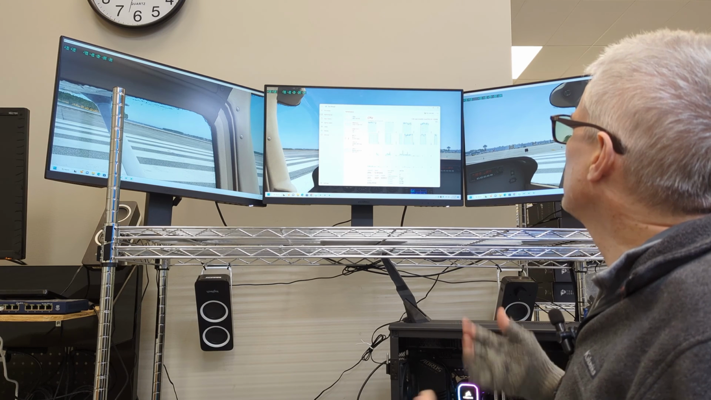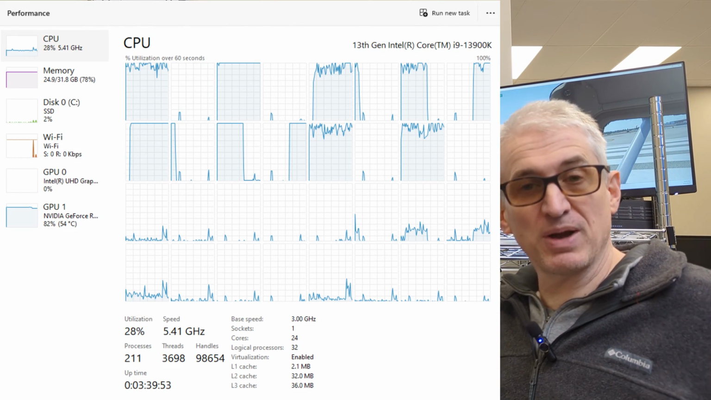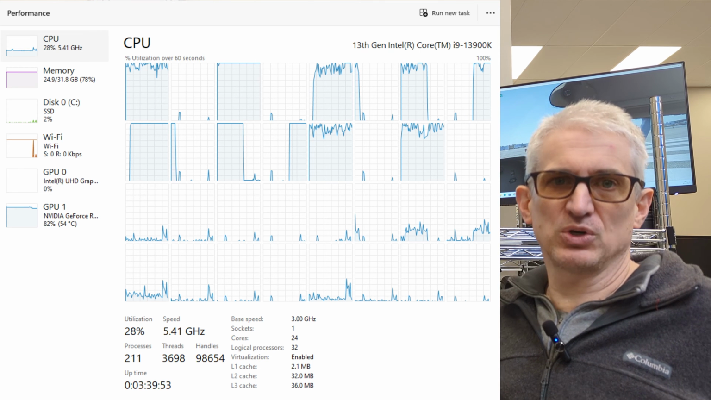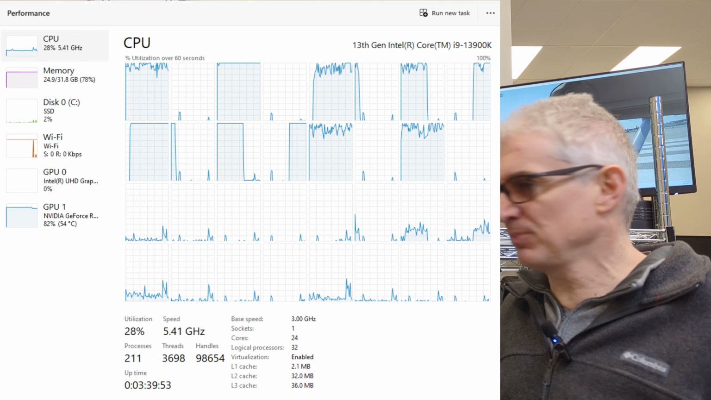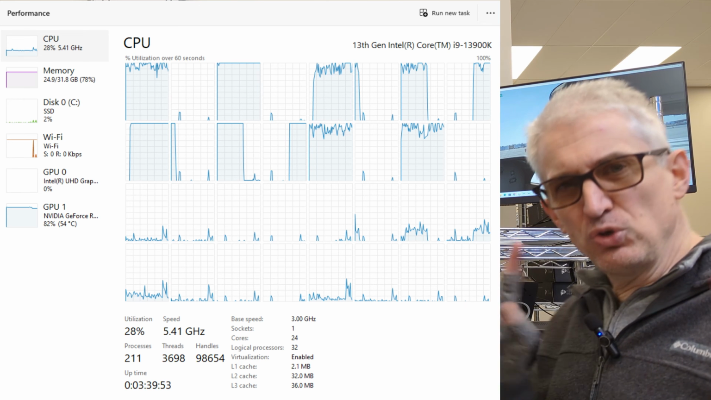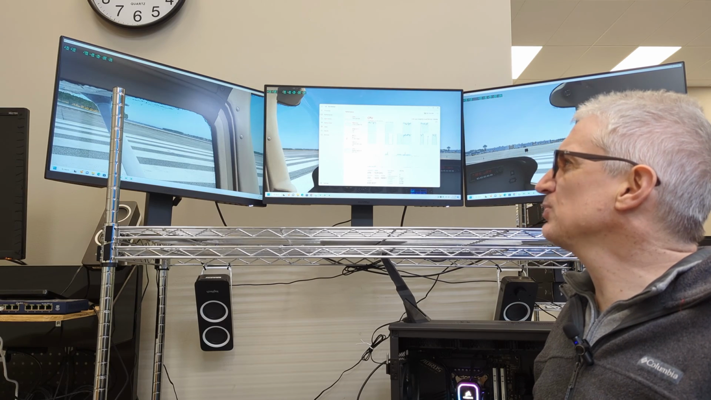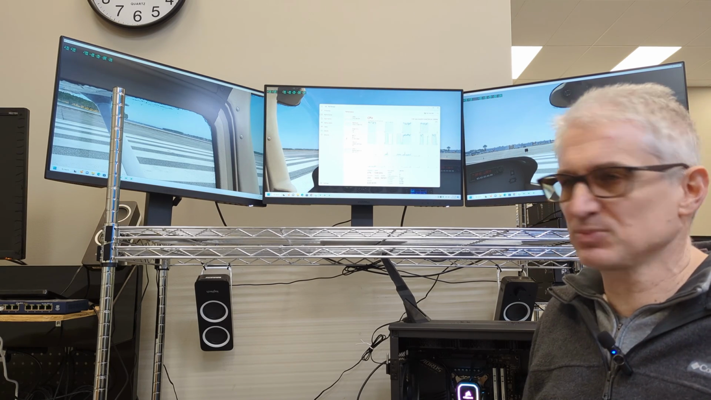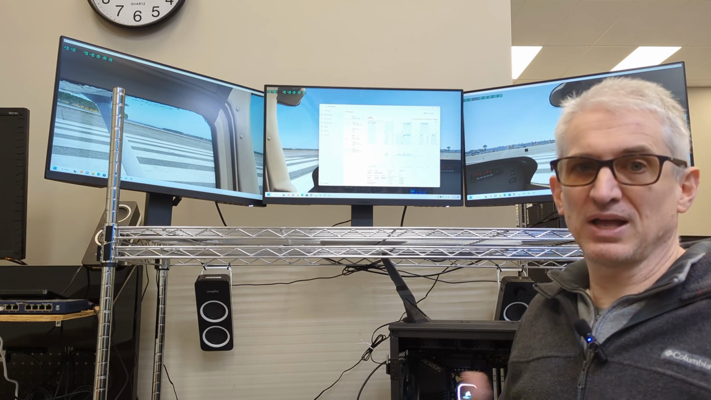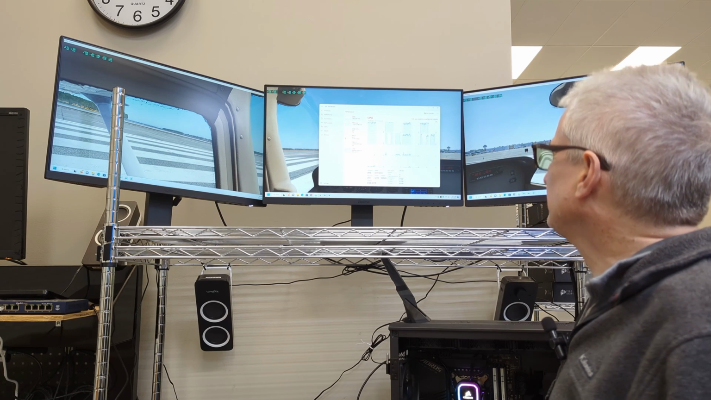And now we've got much higher processor utilization. We're at about 28%, which is about triple what we had before. What you would expect, right? We had about 9% before. Now we've got 28%. And instead of two cores highly utilized, we have six cores highly utilized. And that's because, again, we're running three copies of X-Plane. Now we're also consuming a lot more RAM. We're at about 26 gigs of RAM. We were at about 10 or 11 gigs before.